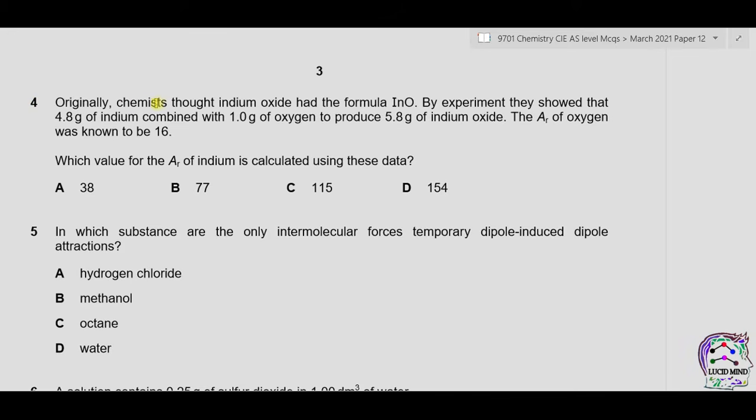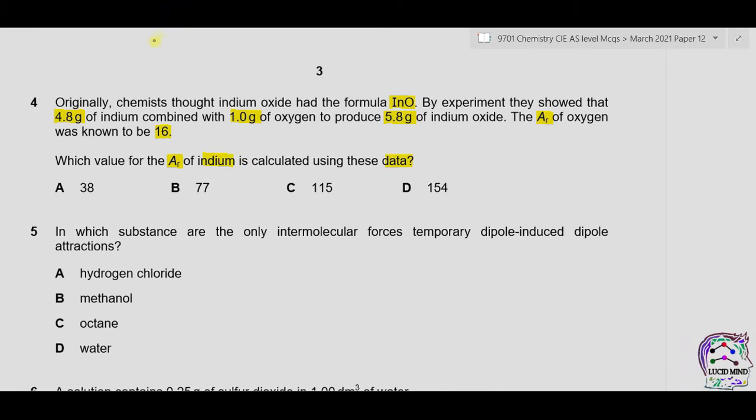Question 4. Originally, chemists thought indium oxide had the formula InO. By experiment, they showed that 4.8 grams of indium combined with 1 gram of oxygen to produce 5.8 grams of indium oxide. The atomic mass of oxygen was known to be 16. Which value for the atomic mass of indium is calculated using these data?